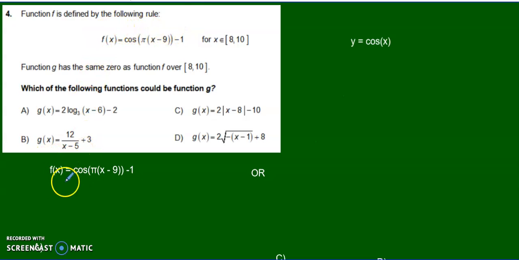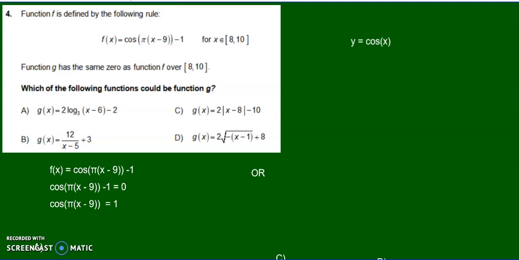So let's write down that function right over here. Now, how do we find the zeros of a function? Well, you just have to set the function equal to 0 and solve it. So let's do that. If we set this function here, minus 1 equal to 0, and we're going to try and solve it. So let's add 1 to both sides. Adding 1 to both sides equals 1.